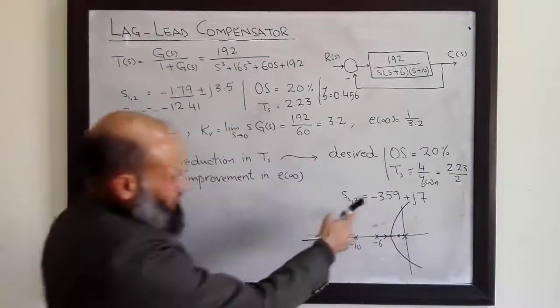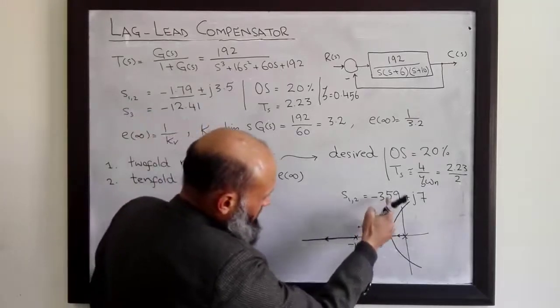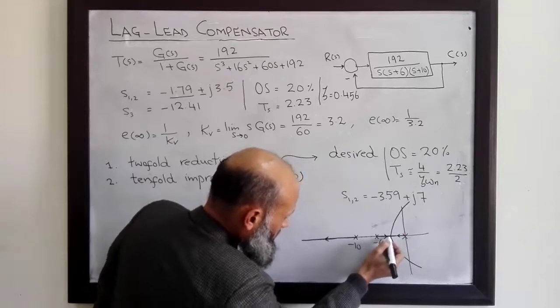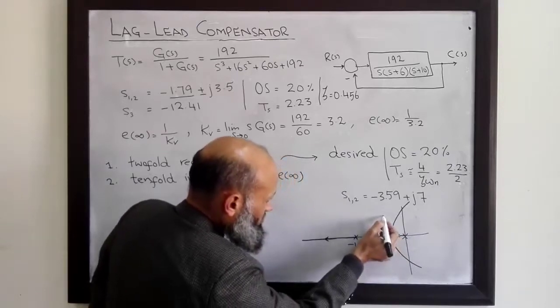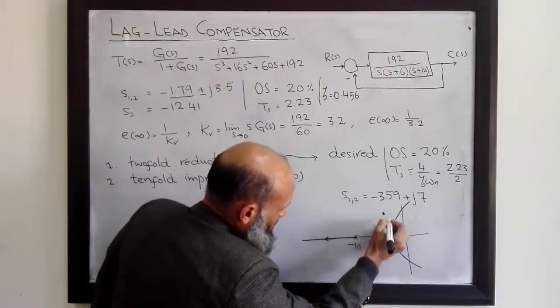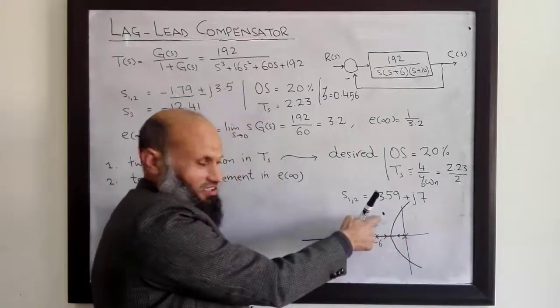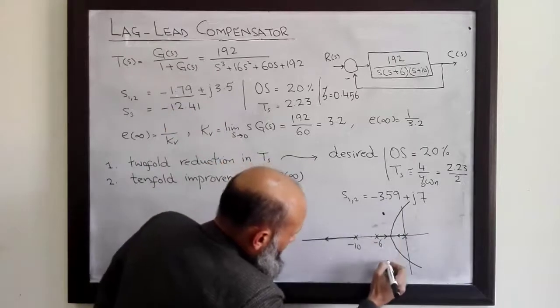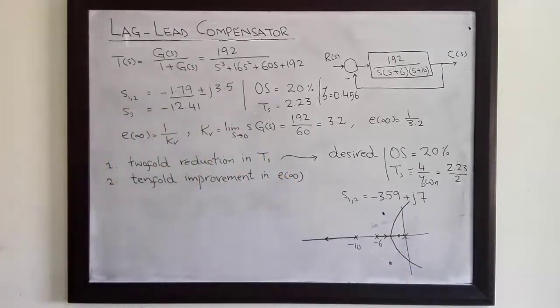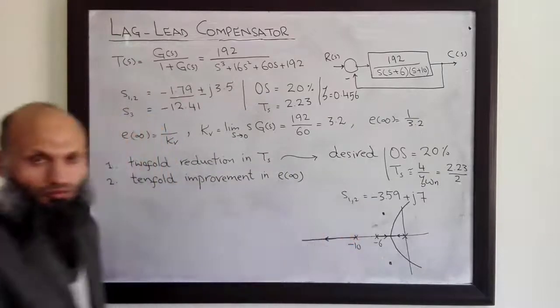Our desired closed loop poles are at this point, -3.59. So here is 6, so 3, 3.59, and j7 is somewhere over here. This is the desired location of the closed loop pole, and of course the complex conjugate must also exist. We can see that the root locus is not passing through the desired closed loop poles.